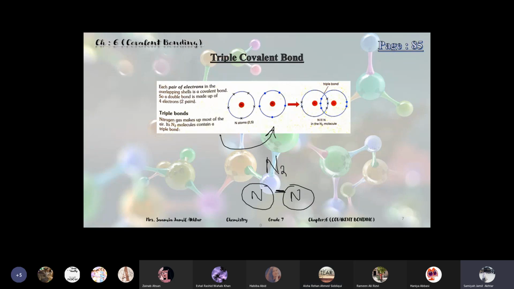See, triple bond nitrogen gas makes up most of the air. Do you know what percentage of nitrogen is present in the air? We learned it in biology in grade 6. 72, 75, I think 78. Yes, somewhere in the 70s, above 70 percent. So it makes up most of the air. And oxygen, I think, is 16% or something like this. So the nitrogen molecule contains a triple bond.